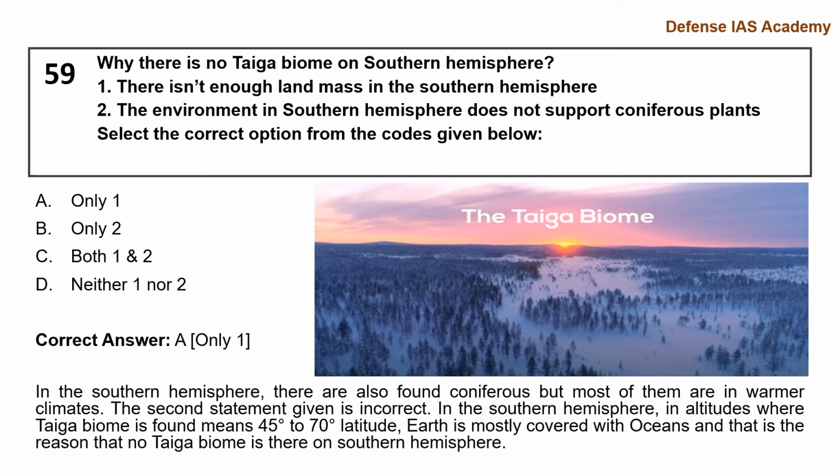Means there isn't enough landmass in the southern hemisphere, so there is no taiga biome on the southern hemisphere. In the southern hemisphere there are also found coniferous, but most of them are in the warmer climates. The second statement given is incorrect. In the southern hemisphere, in altitudes where taiga biome is found, means 45 degree to 70 degree latitude, Earth is mostly covered with oceans, and that is the reason that no taiga biome is there on southern hemisphere.